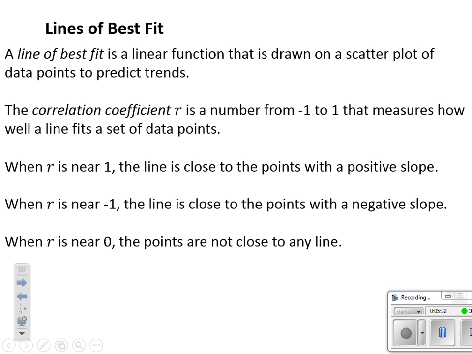The correlation coefficient R is a number from -1 to 1 that measures how well a line fits a set of data points. So this is mainly for use with a calculator. Your calculator goes through an amazing process to calculate a line of best fit. We'll go through an example of that. It will also tell you the R value that goes along with it, so it will tell you how accurate that line of best fit is.